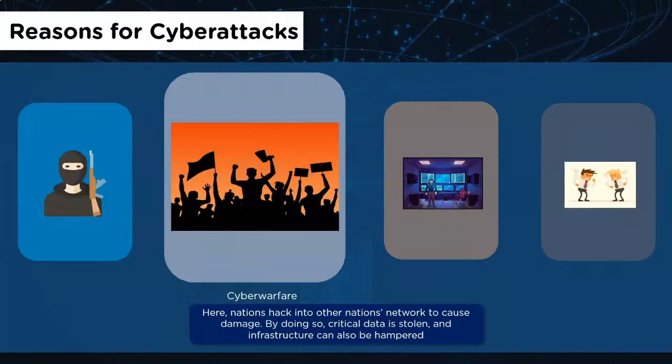Next is cyber warfare. Nations hack into another nation's network to cause damage. By doing so, critical data is stolen and infrastructure can also be hampered. Now, this is where espionage happens. Countries are known to spy on each other, especially their enemies, and an enemy at any point in time would want to know what the other nations are doing.